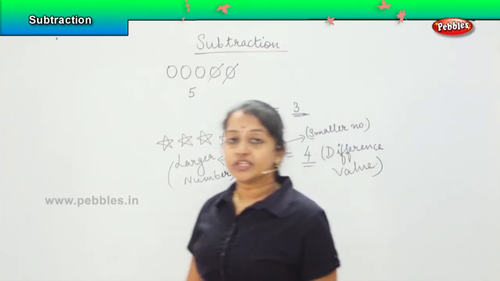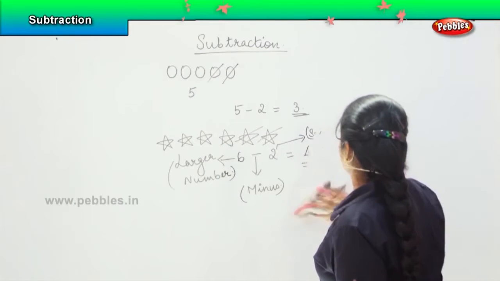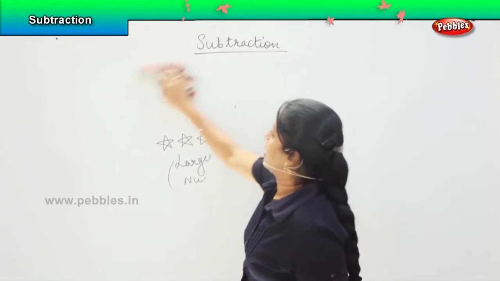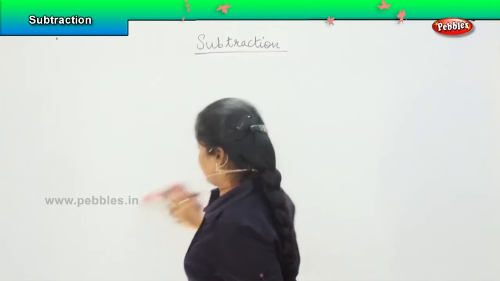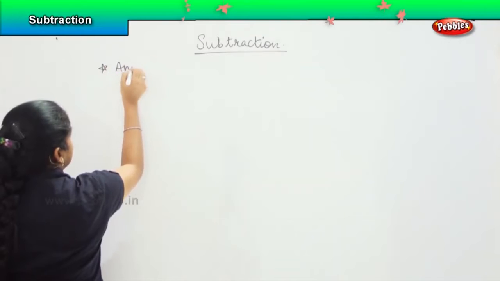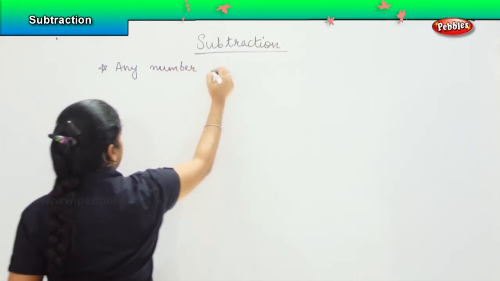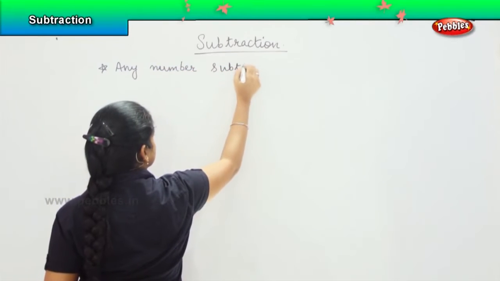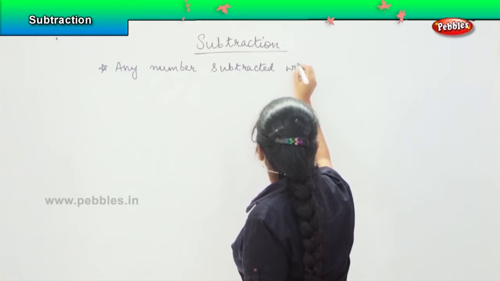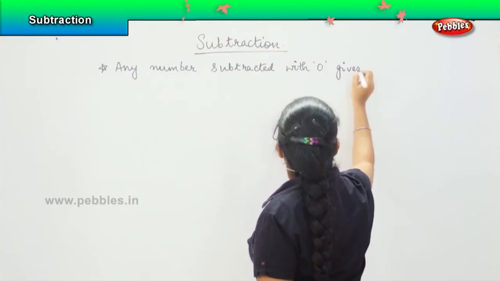So I am also going to tell you about the properties of subtraction. Okay, so are you ready to know what are the basic properties of subtraction? Okay, the first property says that any number subtracted with 0 gives the same value.